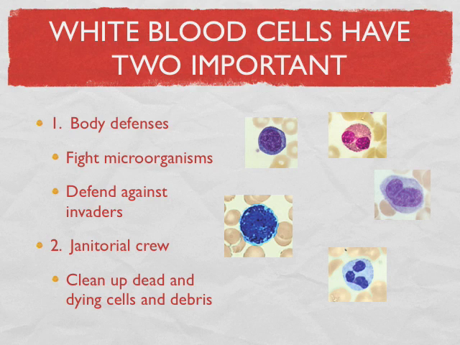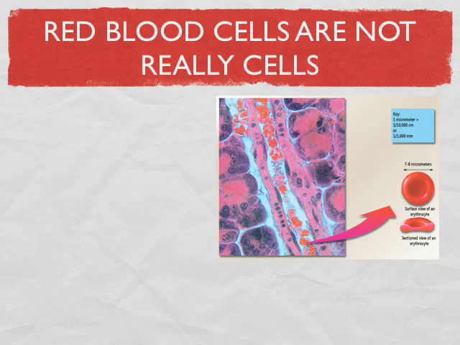So these are the one of the three that are truly cells. And you see nuclei in each one of these. Some of them have huge nuclei. Some of them have smaller nuclei. Many of them have those bulging nuclei where they're polymorphonuclear leukocytes, right? Okay. So that's white blood cells. The third component are red blood cells. Red blood cells, as we said before, are not really cells.